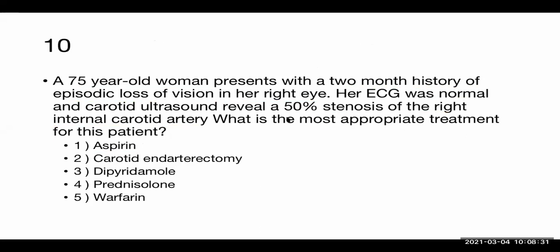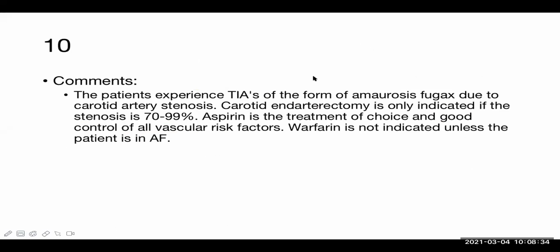Now let's see what the answer explanation is given for this case. See this? You can see this on your own. The patient experienced TIA, transient ischemic attack, in the form of amaurosis fugax due to carotid artery stenosis. Excellent diagnosis you have made. Carotid endarterectomy is only indicated if the stenosis is 70 to 99%. See there? It is just 50%. So aspirin is the treatment of choice and a good control of all vascular risk factors. Warfarin is not indicated unless the patient is in atrial fibrillation. Now, if this type of case occurs in the near future, you can easily handle it.